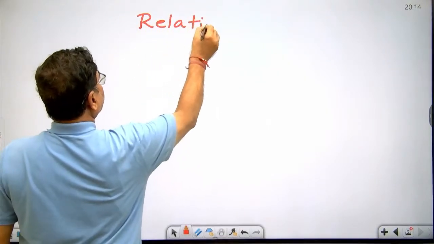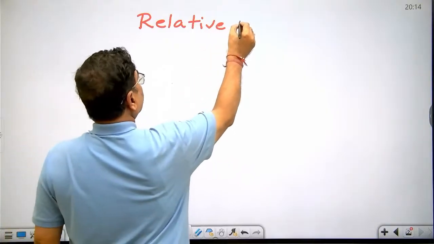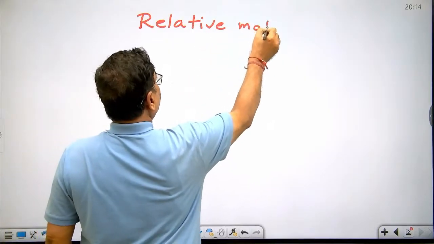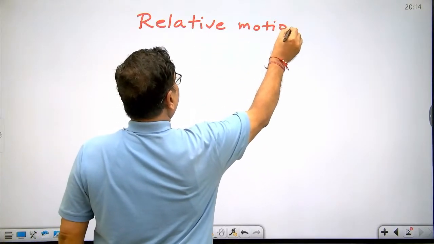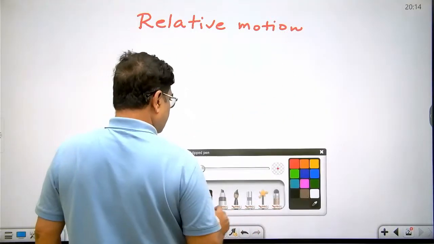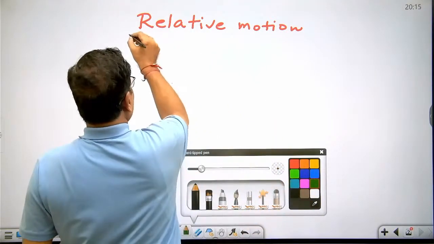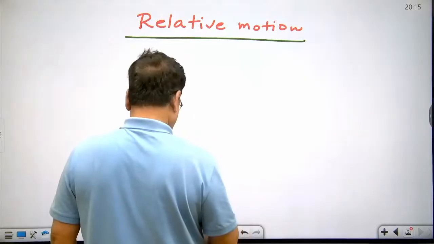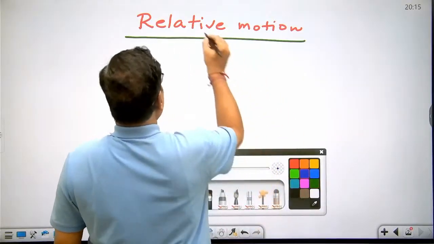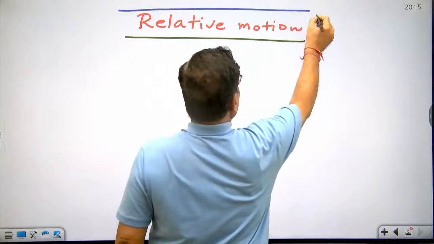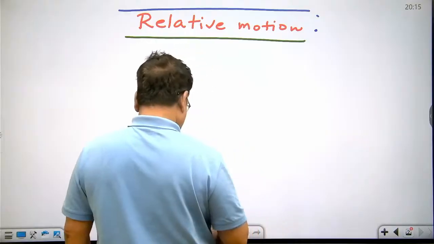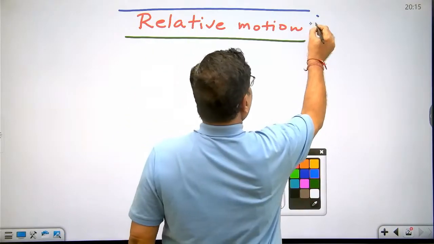Relative motion means motion of an object with respect to another moving object. Motion of an object with respect to another moving object, that is studied under relative motion.